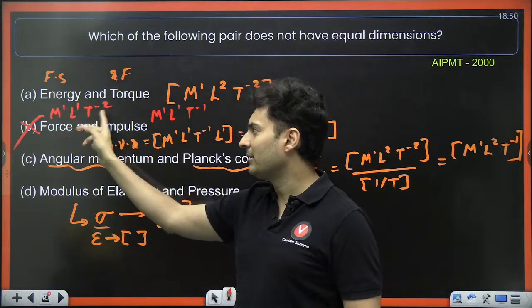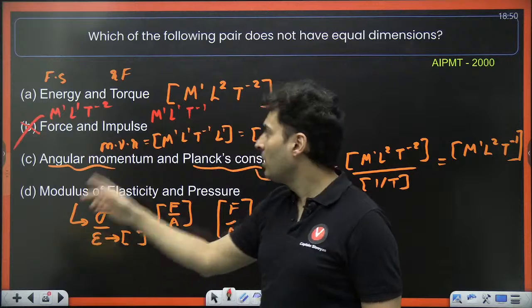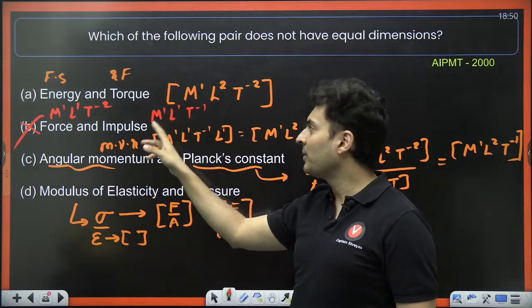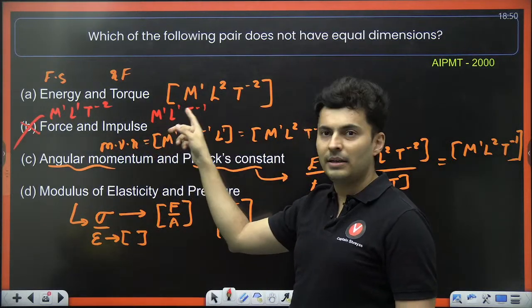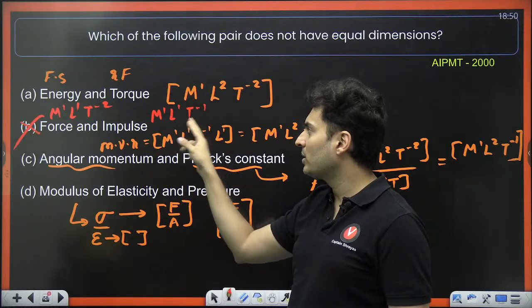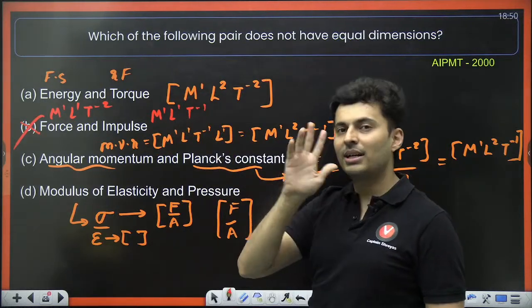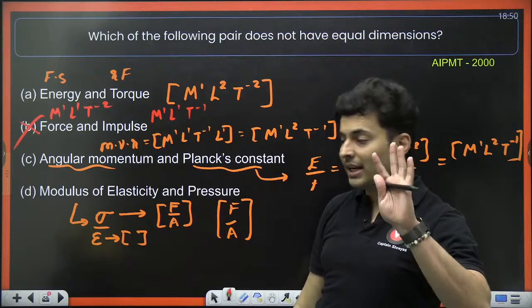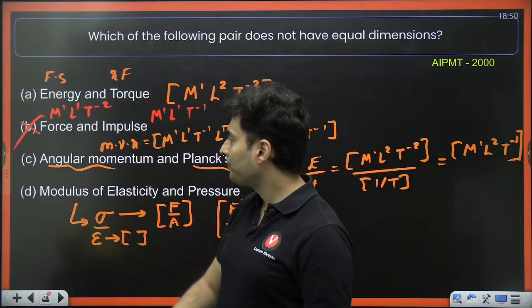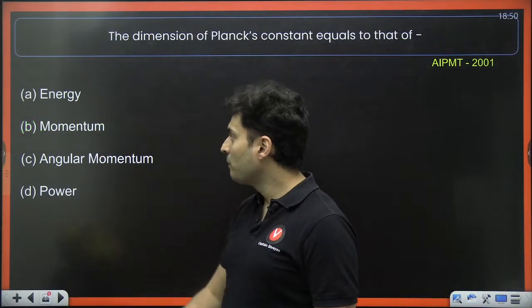Mass is M raised to 1. Acceleration is L1 T raised to minus 2. Impulse, momentum, same thing. Momentum is mass into velocity. Mass is M raised to 1. Velocity is L1 T raised to minus 1. So that's how I'm able to write it quickly. So don't get intimidated or scared. That's answer B. Moving on.